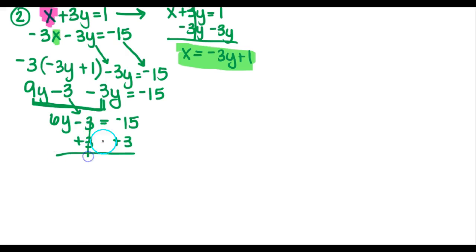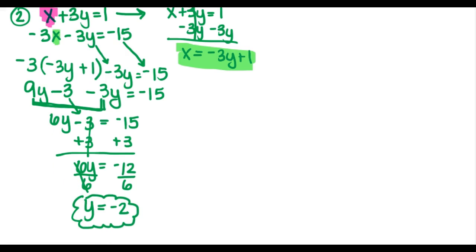And whenever I say both sides, remember that means both sides of the equal sign. 6y equals negative 12. Divide by 6. Y equals negative 2.